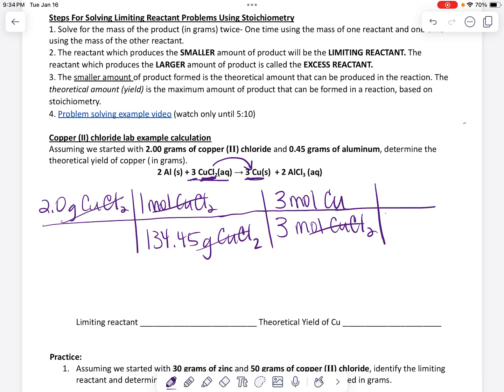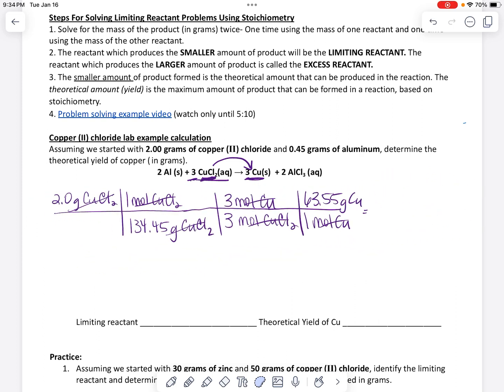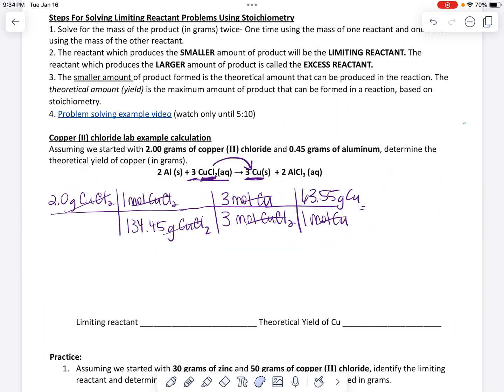My last step is to go to grams. I know that 1 mole of copper is equal to its molar mass in the periodic table, 63.55 grams. The units are super important on this. So not just moles and not just grams, but moles and grams of what substance. And you need to be writing those formulas for every substance throughout that stoichiometry problem, just like we did in first semester. So I'm ready to solve.